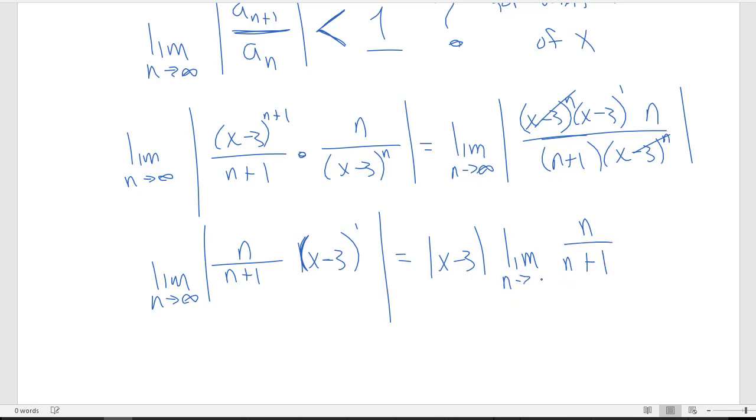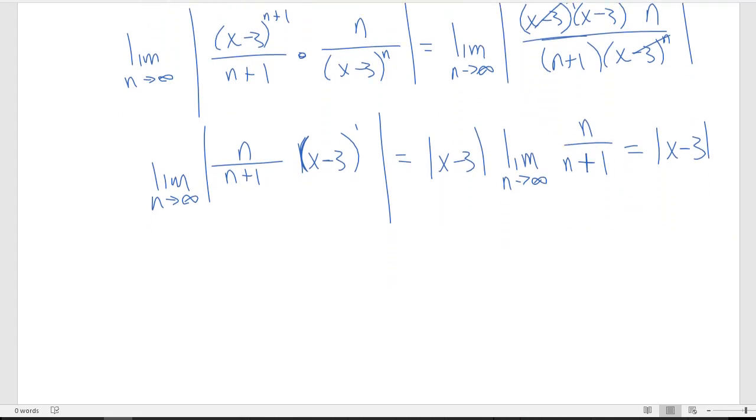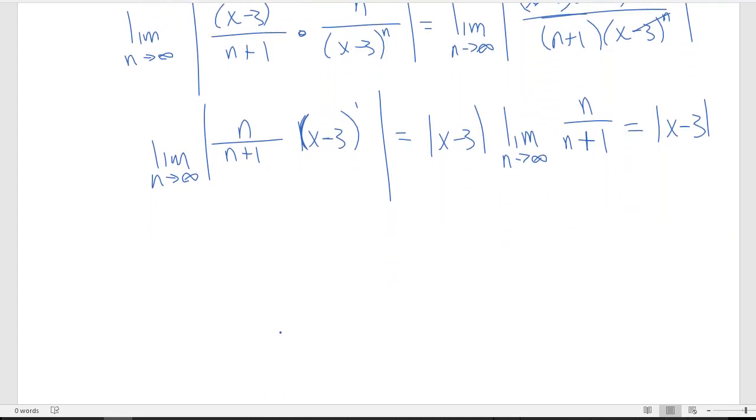Now I'm going to evaluate this limit. Technically, this is L'Hopital's rule. It's infinity over infinity. If I take the derivative of the top, derivative of the bottom, I get 1. So this whole limit turns out to be x minus 3, times 1. This limit is 1. So the final question of the ratio test is, when is this less than 1, right? This is the result of my ratio test.